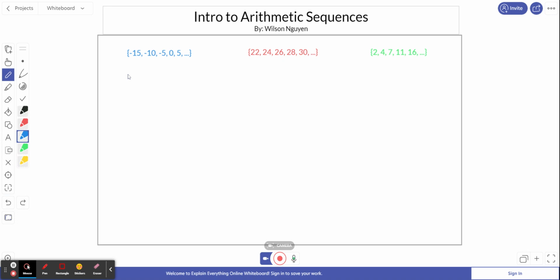So an arithmetic sequence is a sequence where each term is a fixed number greater than the previous term. So here we have three sequences and we have to figure out which of these are arithmetic sequences.